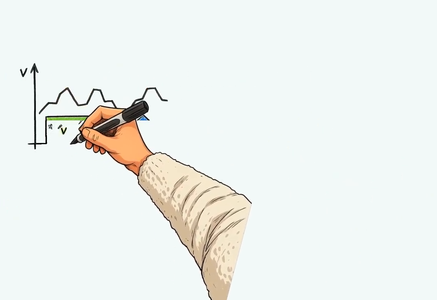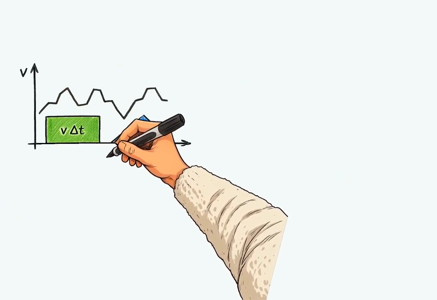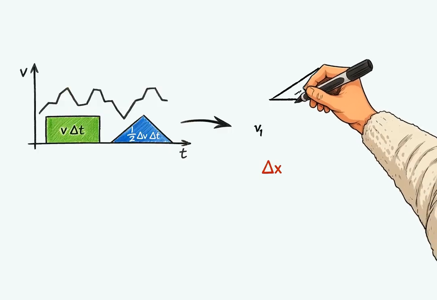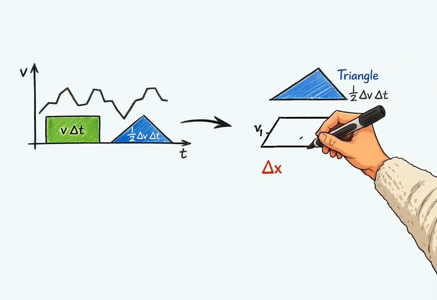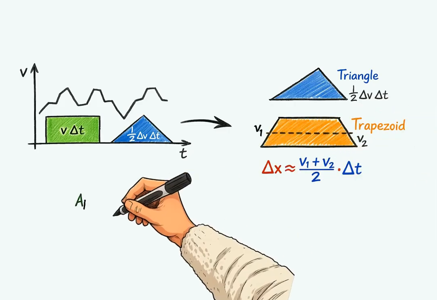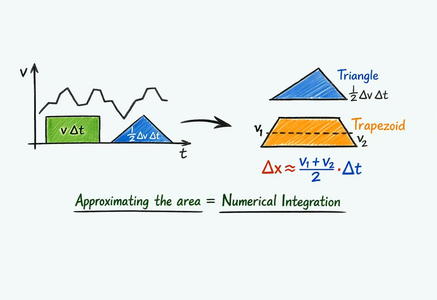For messy, piecewise graphs, like motion sensor data, you can still estimate displacement by breaking the region into shapes you know. Rectangular-looking sections contribute approximately v delta t. Linearly changing sections are triangles or trapezoids. The trapezoid is particularly useful. If velocity changes roughly linearly from v sub 1 to v sub 2 over delta t, then the displacement over that segment is approximately the trapezoid area.